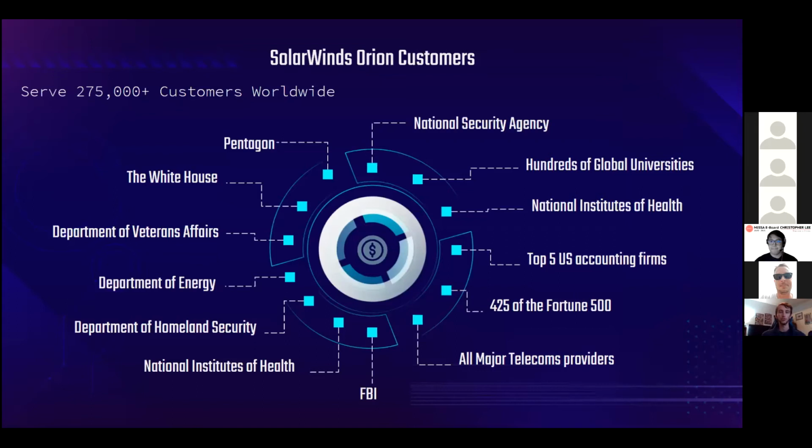So SolarWinds products serve more than 275,000 customers worldwide. And as we can see from this slide, there are a lot of big name customers here. The Pentagon is the biggest customer, with the Army and Navy being big users. The Department of Veterans Affairs, which is heavily involved in the US response to COVID-19, is another Orion fan and the biggest spender on the tool in recent years. The National Institutes of Health, the Department of Energy, the DHS, and the FBI are also amongst the many branches of the US government that have previously bought the tool.